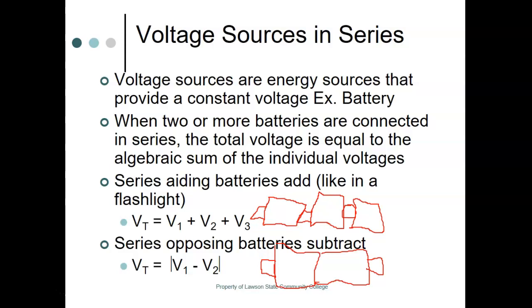Y'all know what I mean, right? You put the batteries in and go, why is this not working? Why is this not working? Unscrew it, one battery's backwards. This would be why this does not work. Because what happens is they subtract from each other, basically neutralizing one of the batteries.